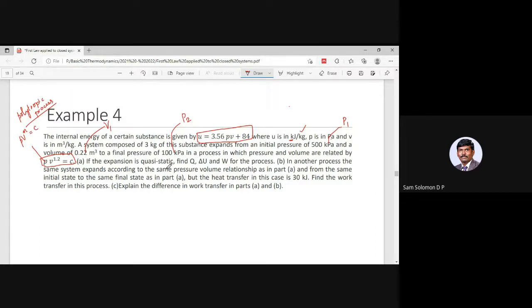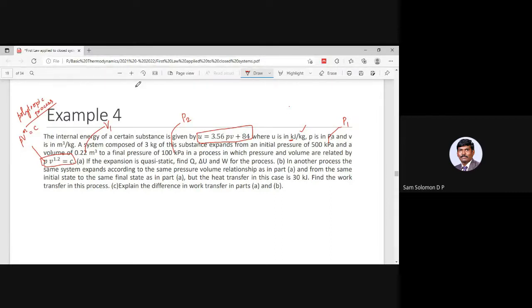Now the question is, if the expansion is quasi-static, find Q, delta U and W. In another process, the same system expands according to the same pressure-volume relationship and from the same initial state, but the heat transfer in this case is 30 kilojoule. Find the work transfer. Explain the difference in work transfers in part A and part B. Don't worry about this. Subdivisions B and C will come back later, but let's solve this.